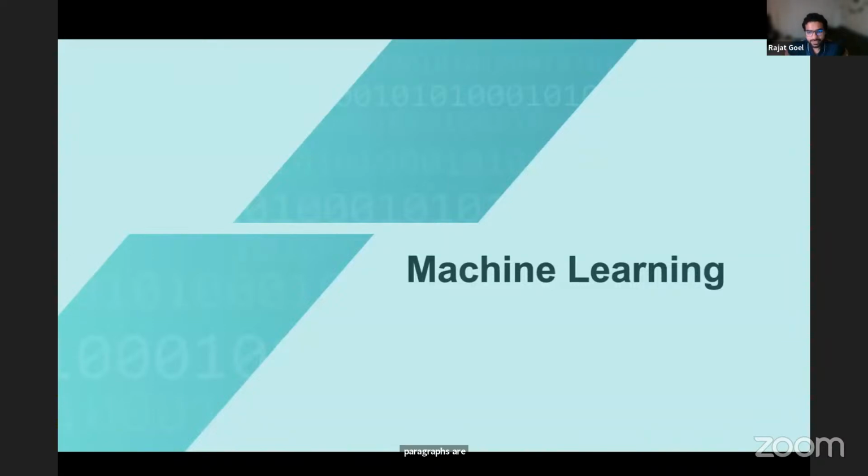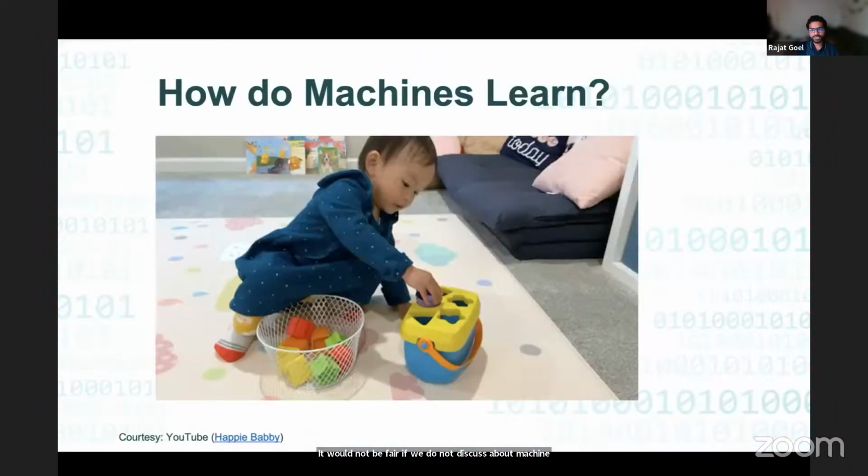Now that we understand what machine learning based systems are capable of, how these systems create better understanding and pattern recognition through self-learning rather than human programming, it would not be fair if we did not discuss machine learning in more detail. So let's dive deeper into it. Well, the question comes up: how do machines learn?